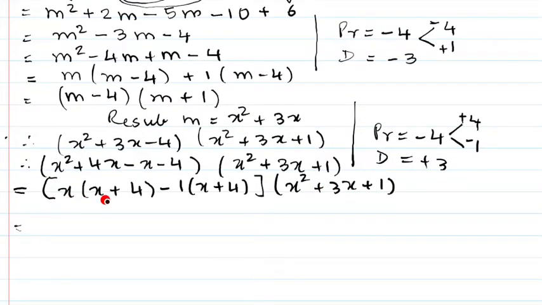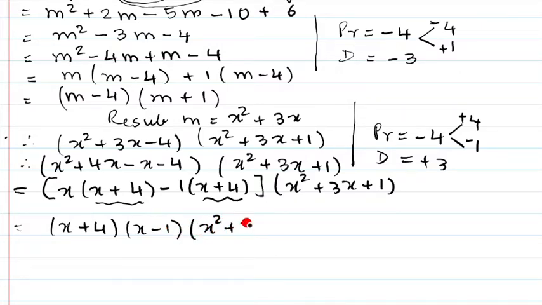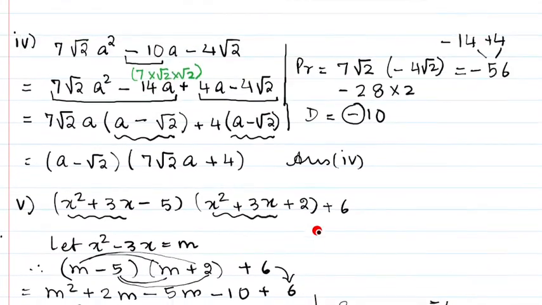That will give us, for the first bracket, this is common, so we have x plus 4 and x minus 1, and the second bracket is x squared plus 3x plus 1 as it is. Now we cannot do anything more, we have got the factors here, so this is our answer for the fifth subpart. Now let us come to the sixth subpart, and which is the last subpart of this worksheet.